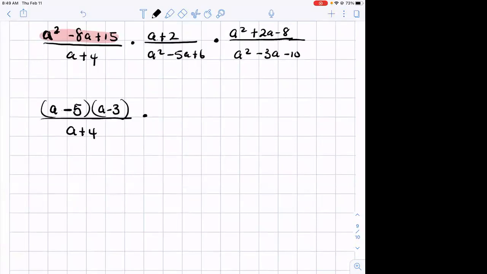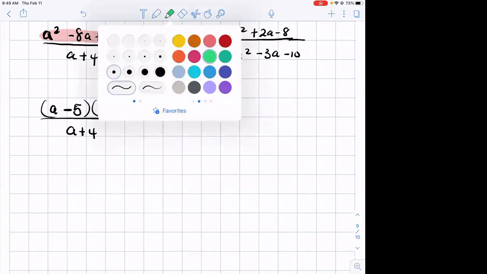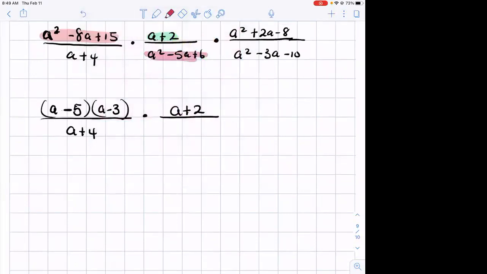Okay, my numerator here cannot be factored, so that stays as a plus 2. But if you factor this denominator, that can be factored. And since it's a quadratic, it will give me 2 binomials. So a squared minus 5a plus 6 can be factored as a minus 3 and a minus 2.